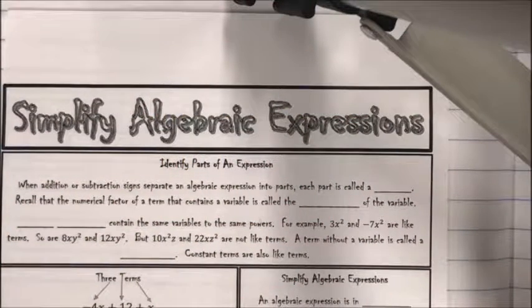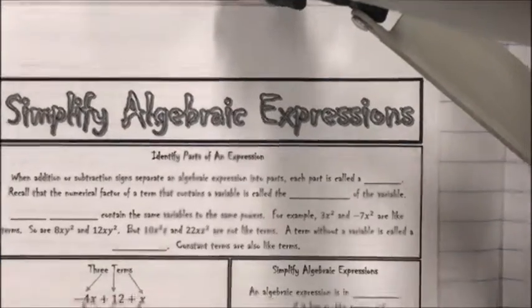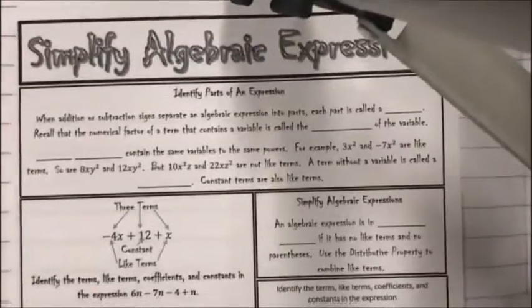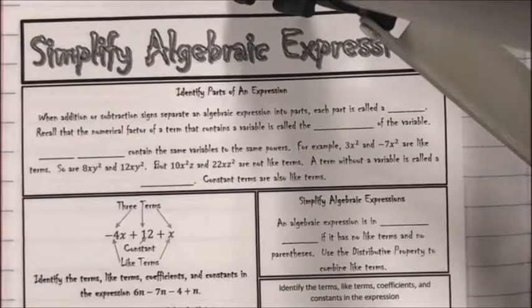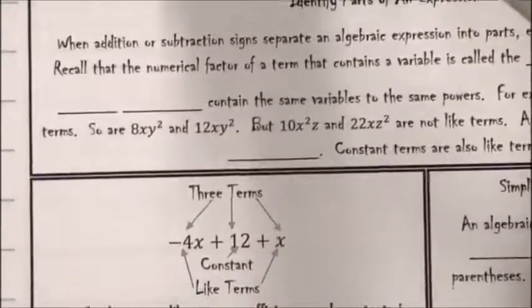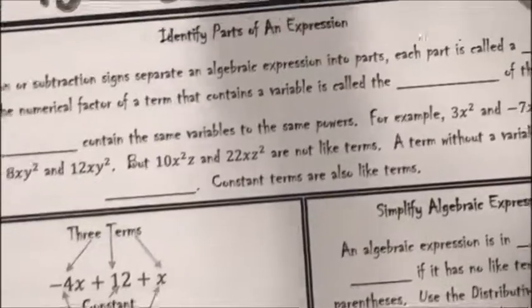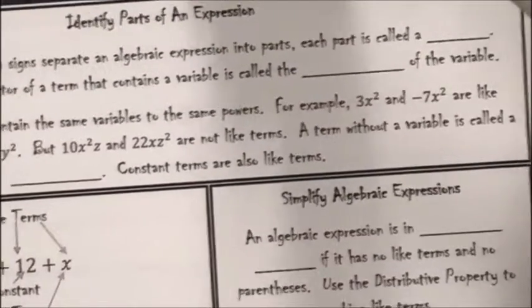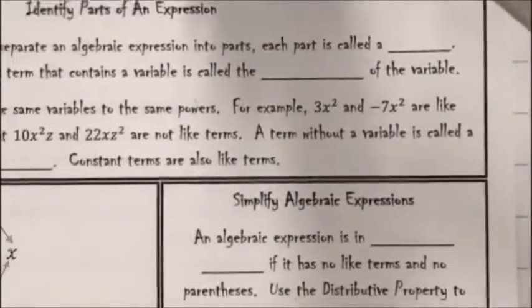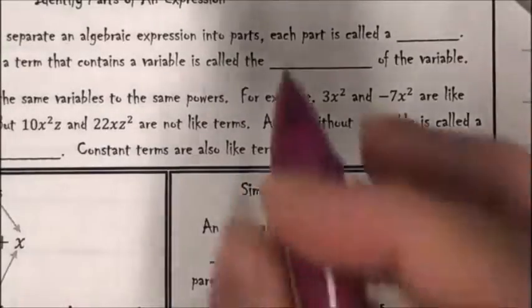This is Chapter 5, Lesson 5, Simplify Algebraic Expressions. So, we can identify parts of an expression. When addition or subtraction signs separate an algebraic expression into parts, each part is called a blank. In that blank, you're going to write term.